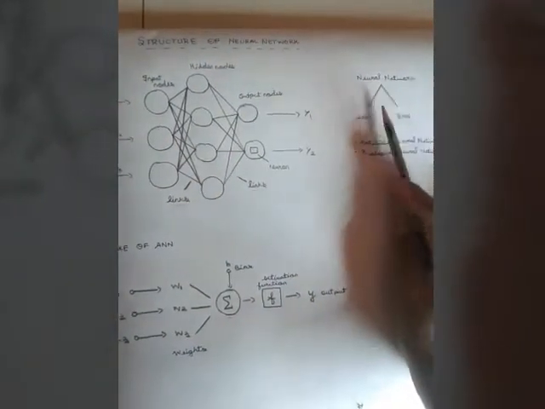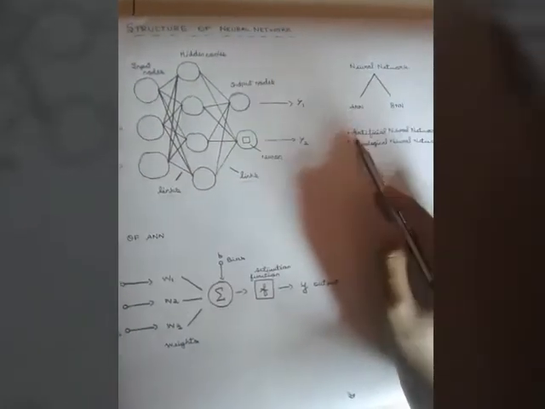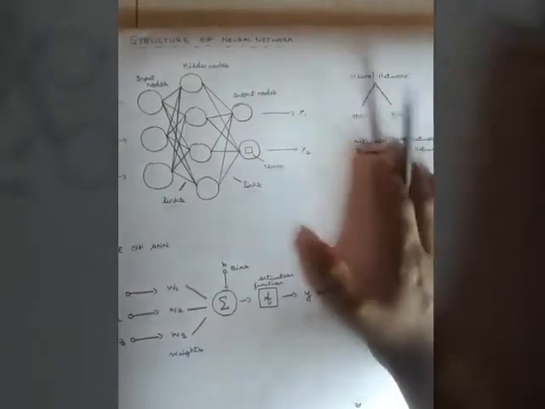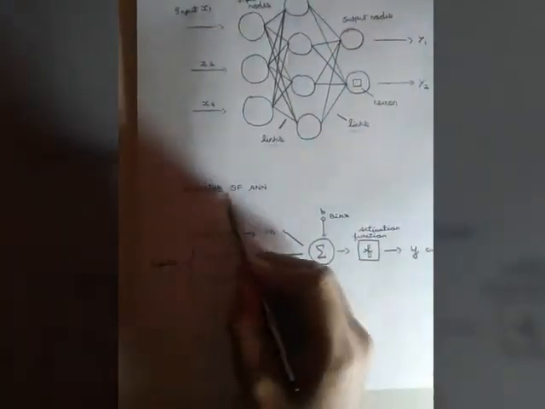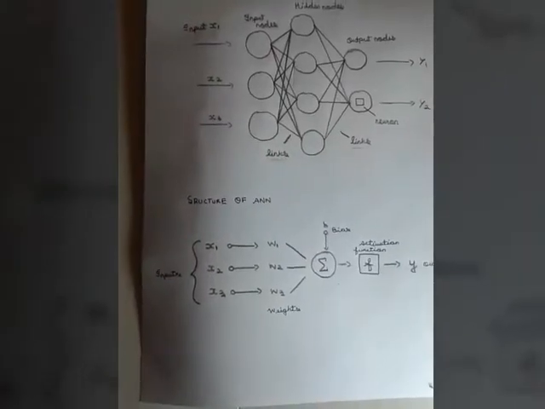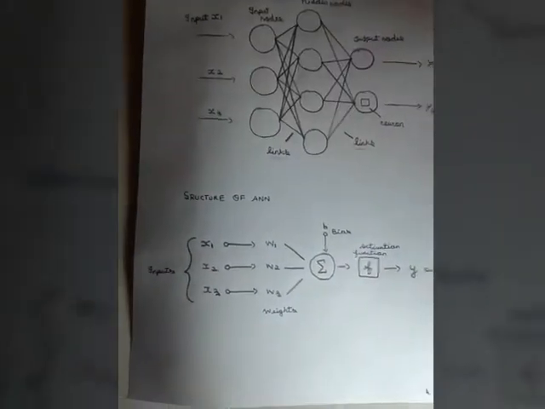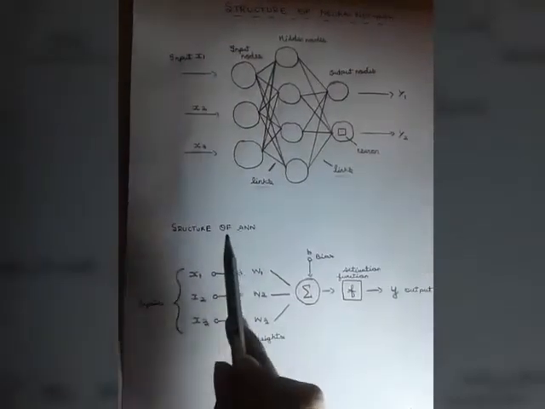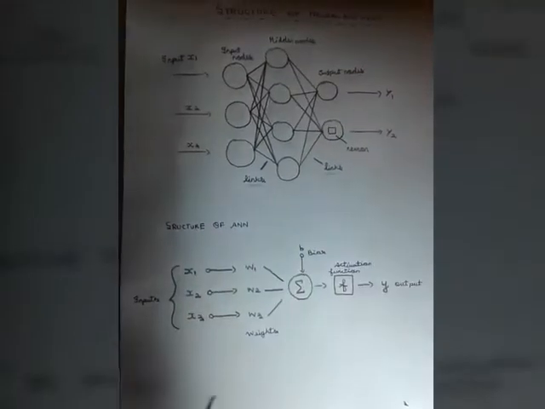It's fine. So we have discussed the types of neural network, right? ANN and BNN, artificial neural network and biological neural network. We are going to see how ANN and BNN work. First, the structure of ANN. We are going to discuss how ANN, artificial neural network, works.